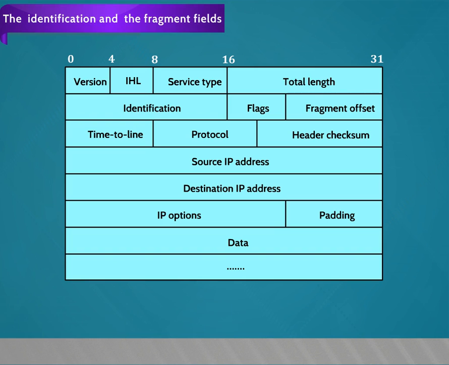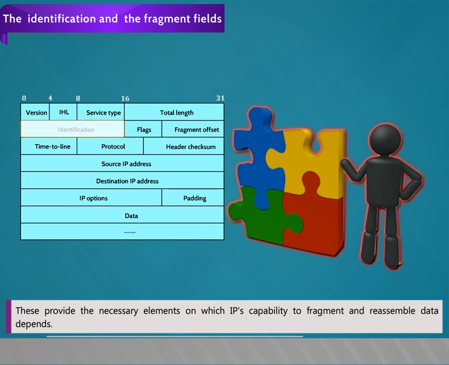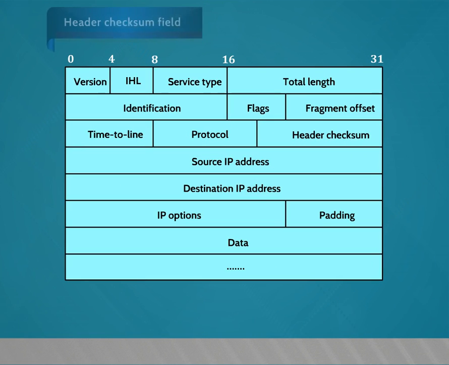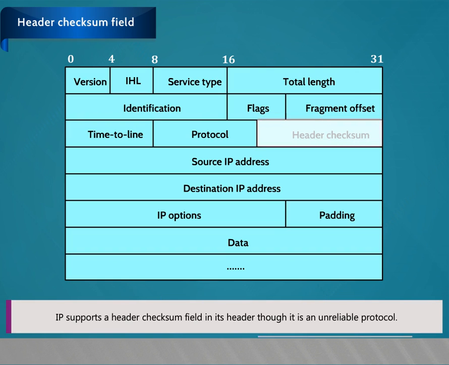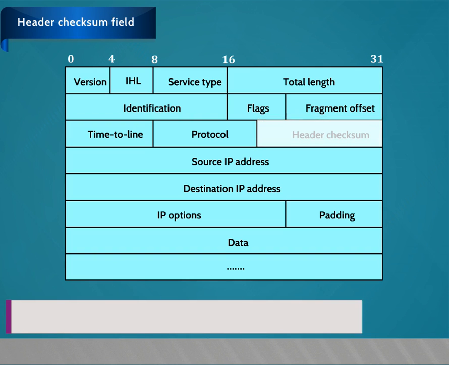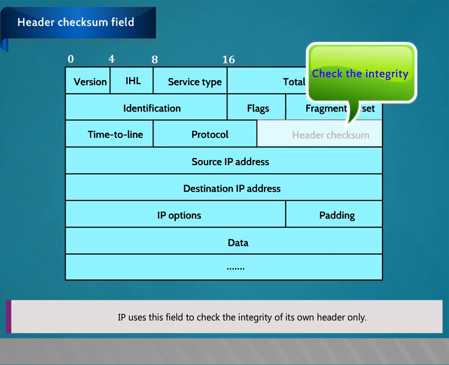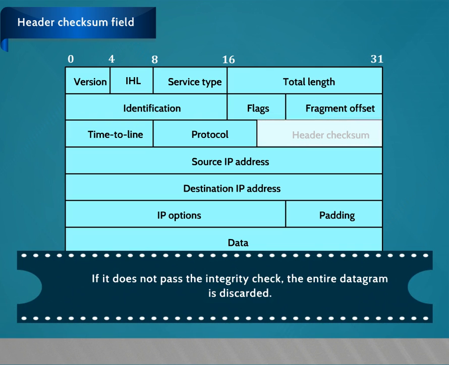The identification and the fragment fields. These provide the necessary elements on which IP's capability to fragment and reassemble data depends. Header checksum field. IP supports a header checksum field in its header, though it is an unreliable protocol. IP uses this field to check the integrity of its own header only. If it does not pass the integrity check, the entire datagram is discarded.